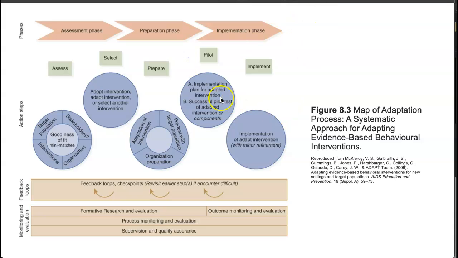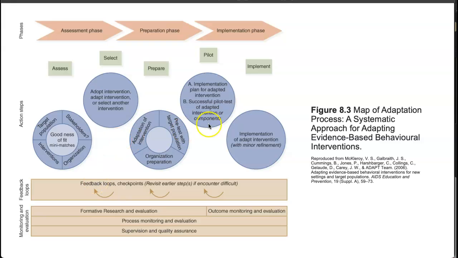So this is the figure. This is figure 8.3. It's a map of adaptation processes, a systematic approach for adapting evidence-based behavioral interventions. And you can just kind of see, it's pretty intuitive, right? So you're kind of starting where you're assessing, you're selecting, preparing, piloting, implementing.